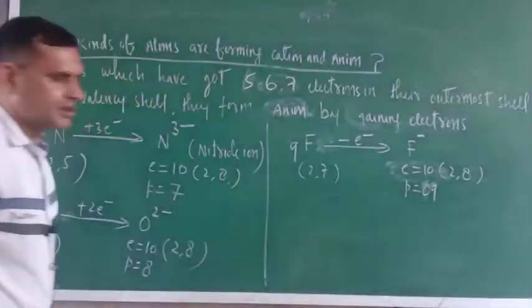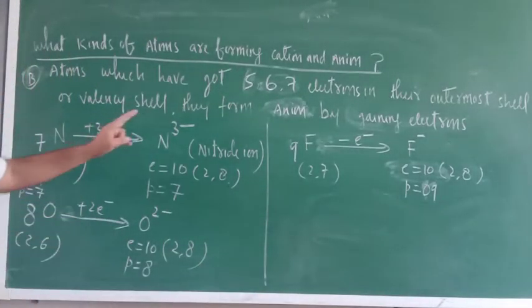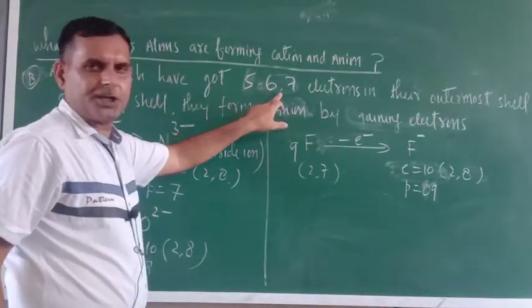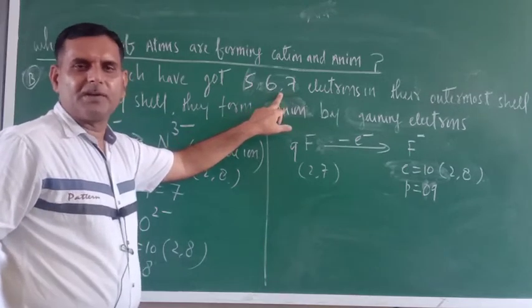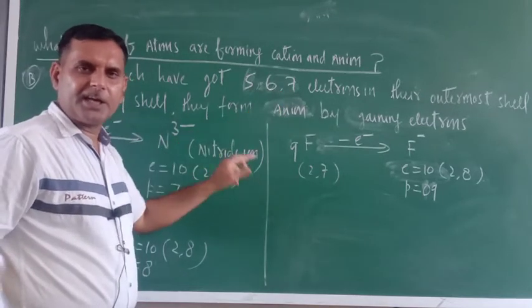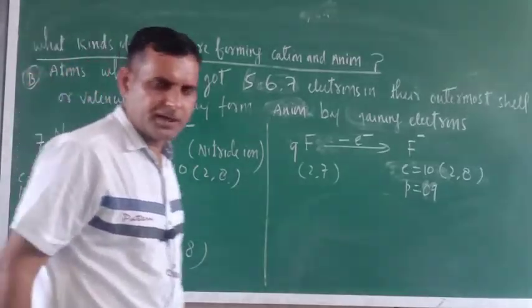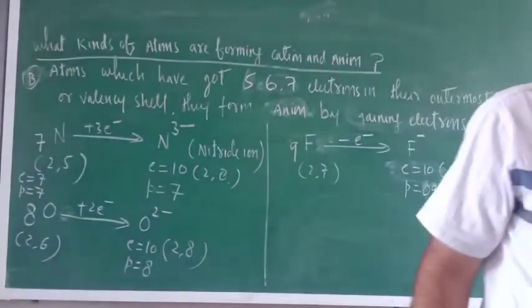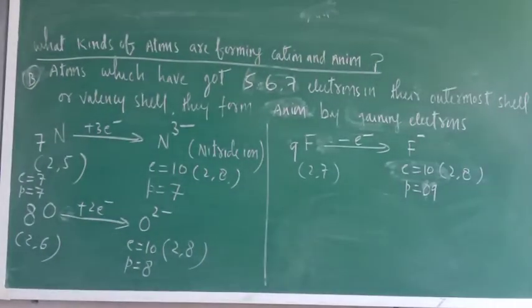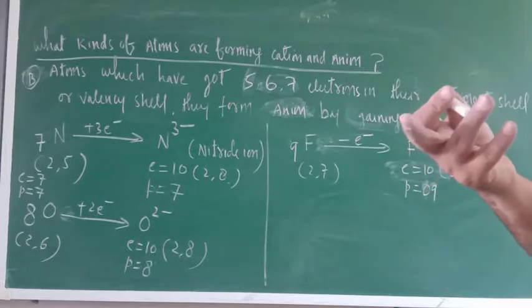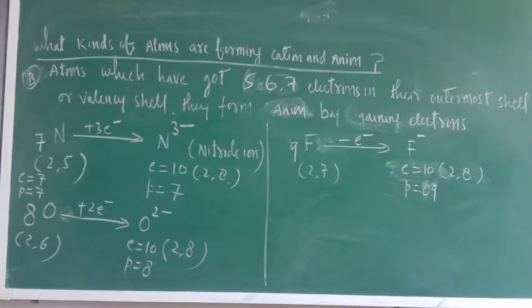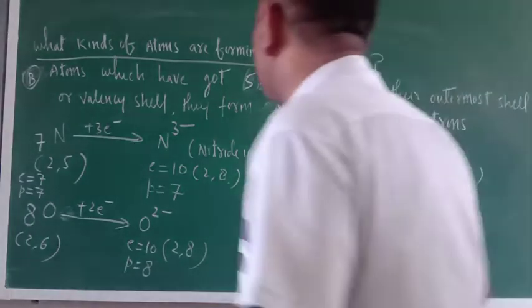Okay, so those who have got 5, 6, 7 electrons in their outermost shell will form an anion by gaining electrons. Okay, no issue. So I hope you understood how the cation and anion are formed. If you know the anion and cation, then you can make chemical formulae very easily. Already I have explained this in the previous video. Okay, now some other issues are also there, that is the C number.